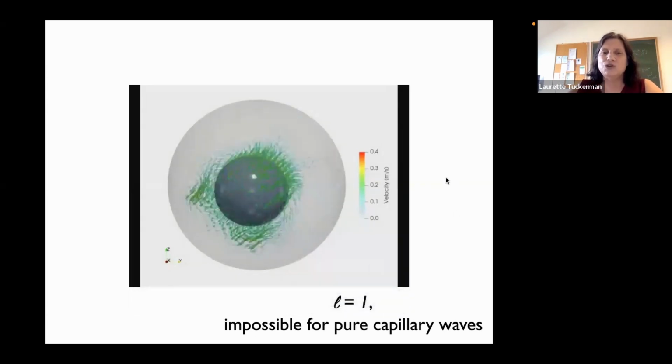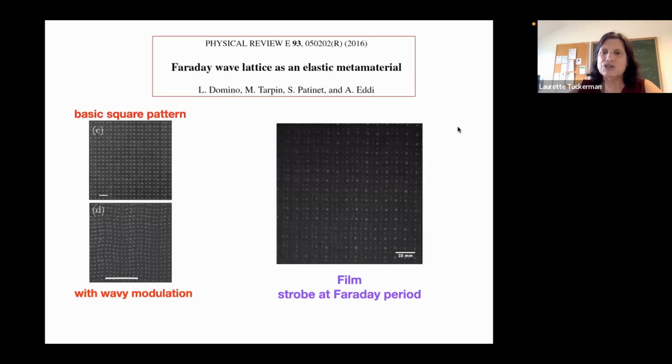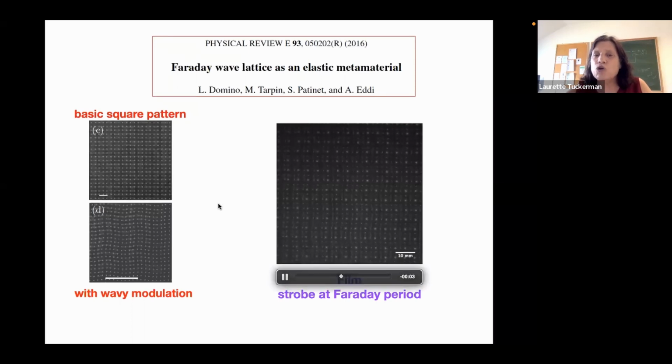So that is now story number 3. Let's go to story number 4, which is another pretty short story. This is now experiments done in my lab, and this is one of the few times that we actually aimed at experimental parameters. In 2016, they saw a basic square pattern, and just shaking, they saw it become modulated like this with waves. You see the waves on this square pattern, and here is the film. This is strobed at the Faraday period, so all you're seeing is that wavy stuff.